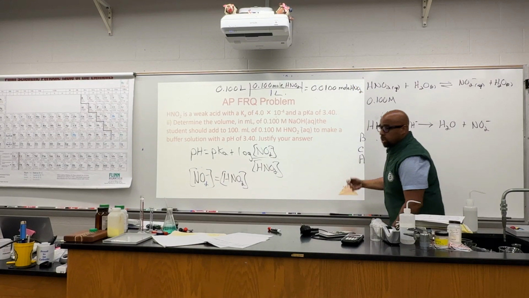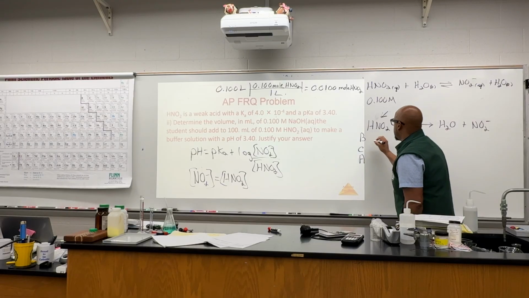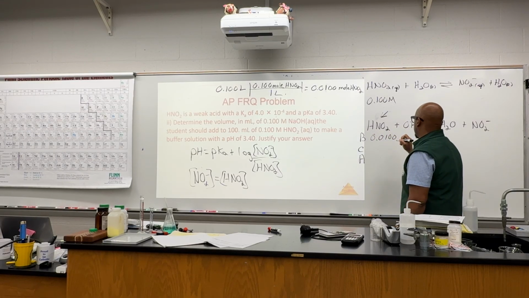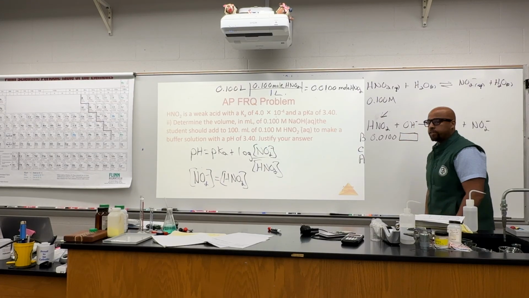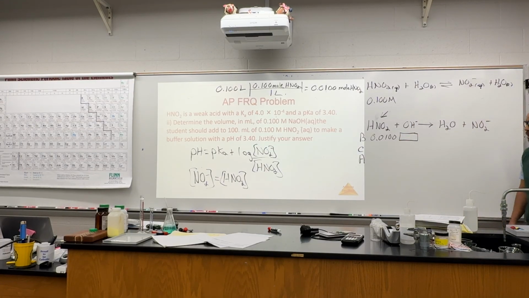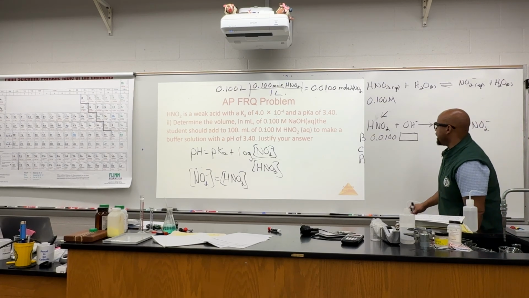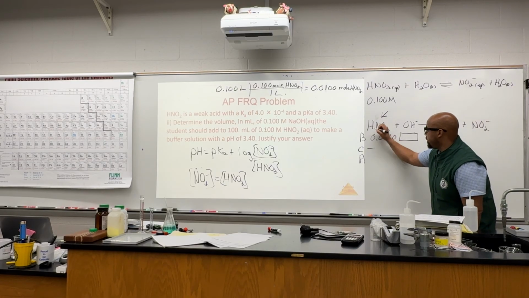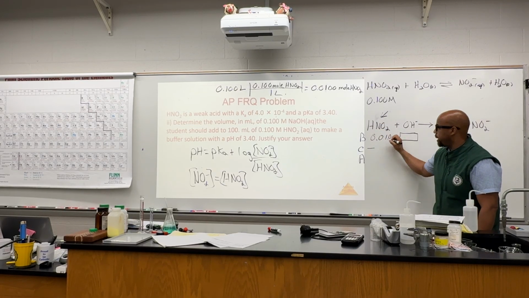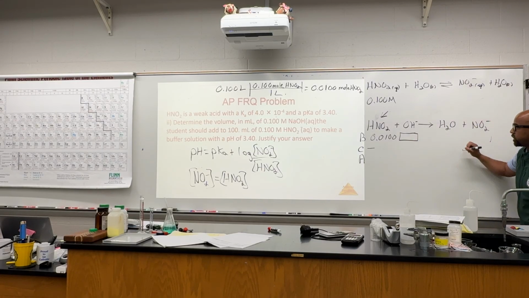NO2. So watch what's going to happen, because this is pretty easy when you look at it. I know that this is 0.0100. I need to figure out, in this case, how many moles of the sodium hydroxide I need. And one thing that I know is that the sodium hydroxide is going to subtract some of this nitric acid away. But as it subtracts, it's going to start to build some of my conjugate base.